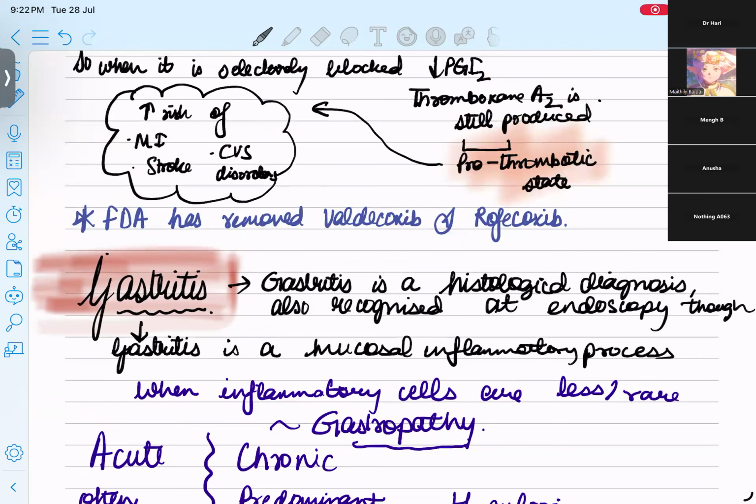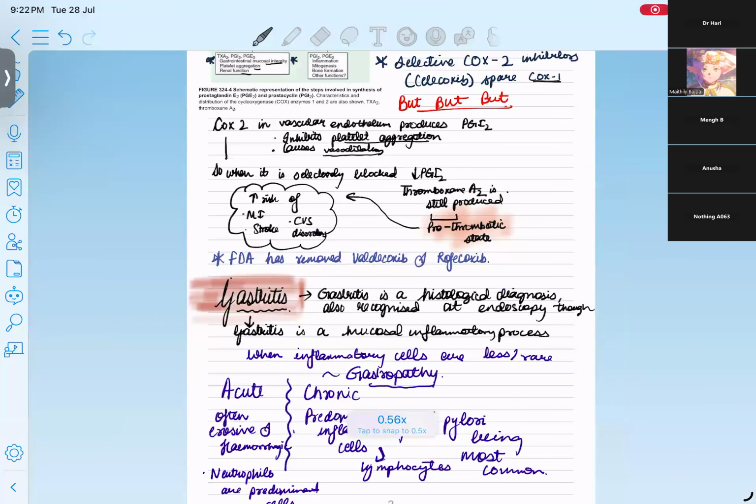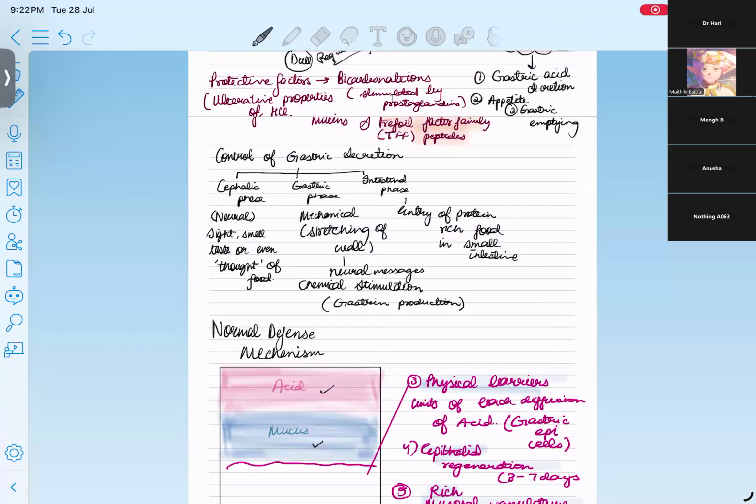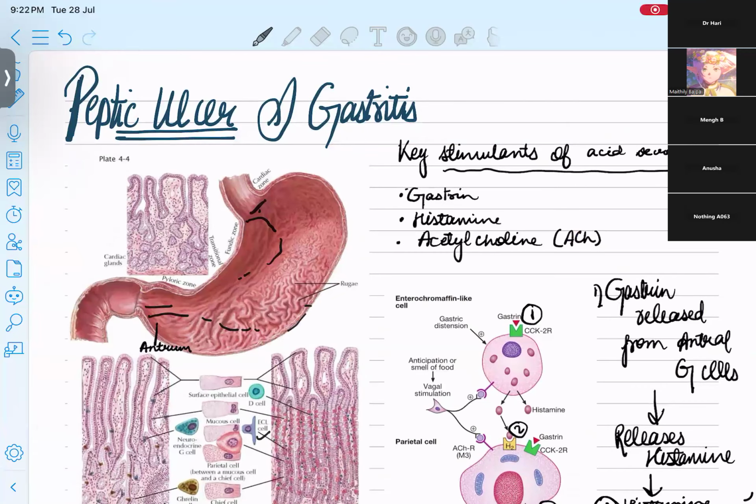I'll just summarize whatever you have told into some important terminologies that you need to remember while writing your answers. Whenever we are talking about gastric secretion, we have to think about three different pathways: a neural pathway, a hormonal pathway, and a paracrine pathway. The neural pathway is mediated by the vagus, with acetylcholine as its mediator, and it acts directly on the parietal cells for gastric acid production. The hormonal pathways are determined by the cells in the stomach.